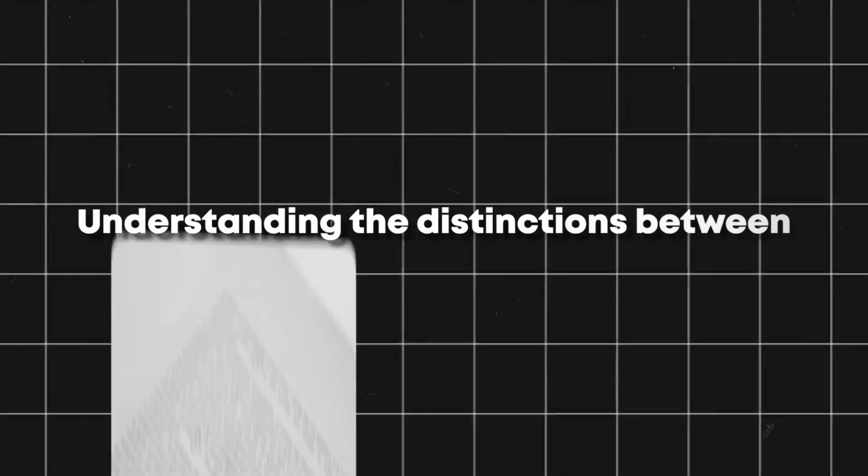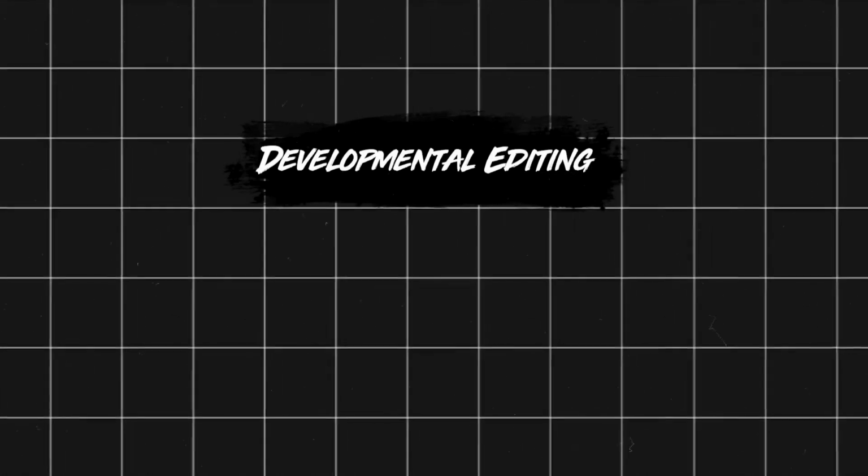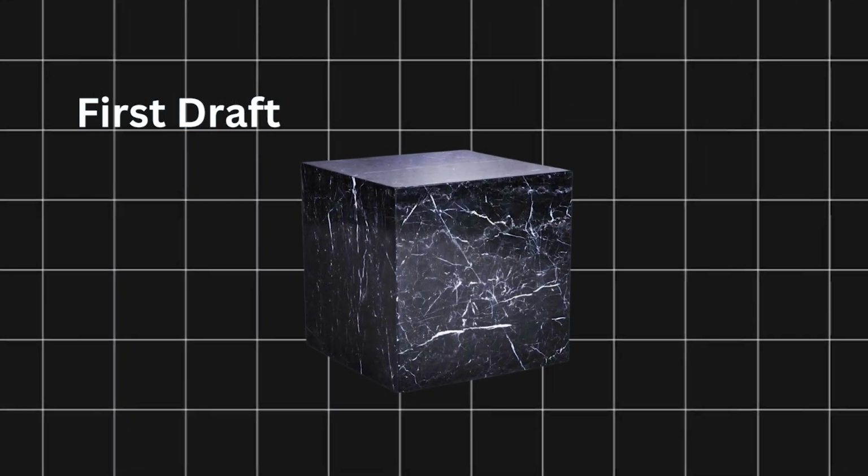I learned long ago that editing is a multifaceted process, and understanding the distinctions between developmental editing and line editing is like wielding a masterful brushstroke versus a fine-tipped pen, and both are sure to bring out the absolute best in your manuscript. So imagine, if you will, your first draft as a block of marble, waiting to be sculpted into a masterpiece. This is where developmental editing steps in.